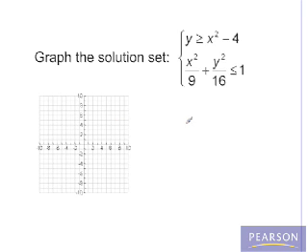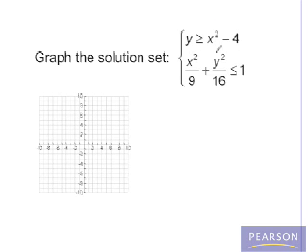Graph the solution set. y is greater than or equal to x squared minus 4, and x squared over 9 plus y squared over 16 is less than or equal to 1. So what we're after here is we're trying to determine which points on the coordinate plane satisfy both inequalities at the same time. So let's start with the first inequality.